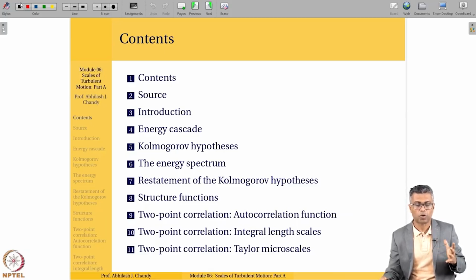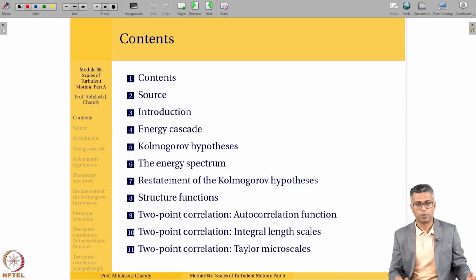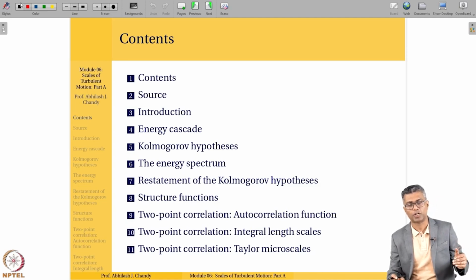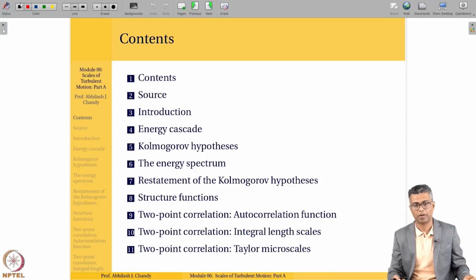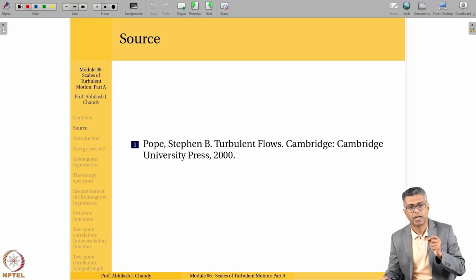We will look at the Kolmogorov hypothesis again in the context of the energy spectrum. We will discuss something called the structure functions and two-point correlations, especially in the context of autocorrelation functions, integral length scales, and Taylor microscales. Okay, so let's get on with it. And the source for this module is again Pope's book; all the notes are from Pope's book.